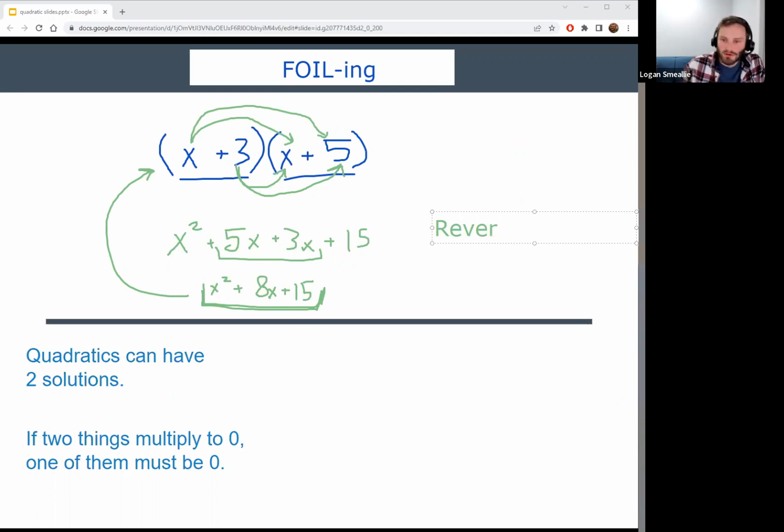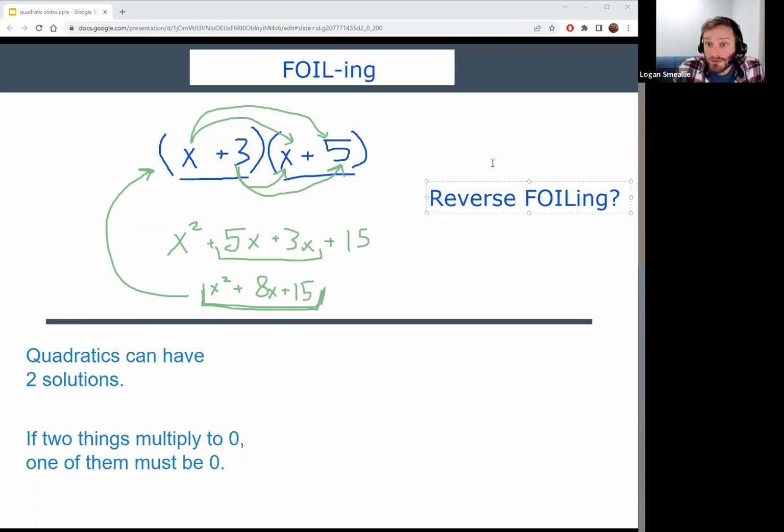If you are, well, let me switch back to blue. Reverse foiling. Really what you need to do is find these numbers. You basically have two slots you're trying to figure out. What was that one and what was that one?